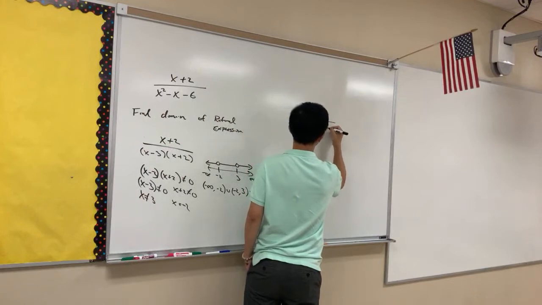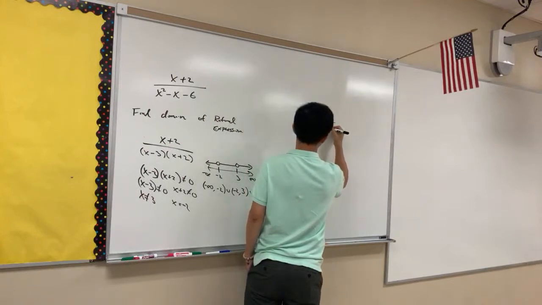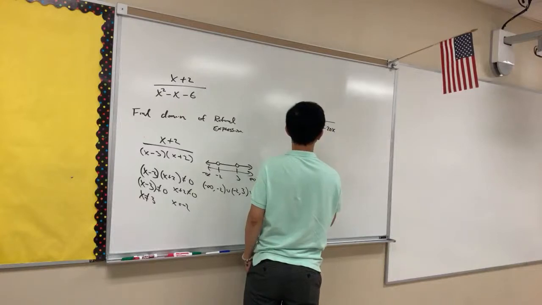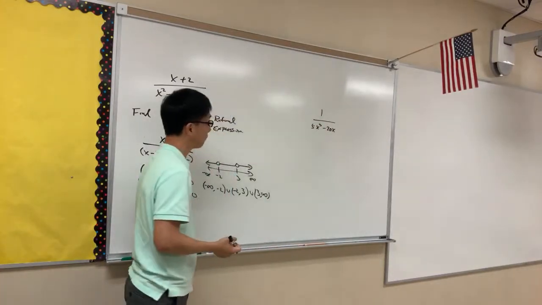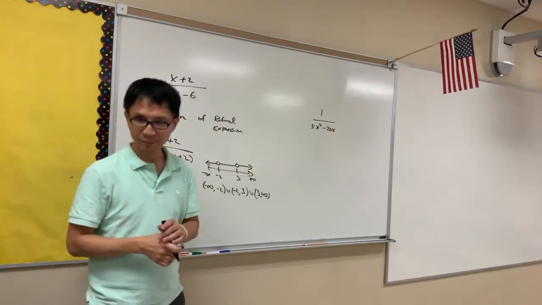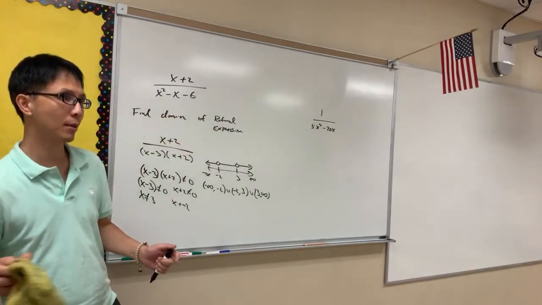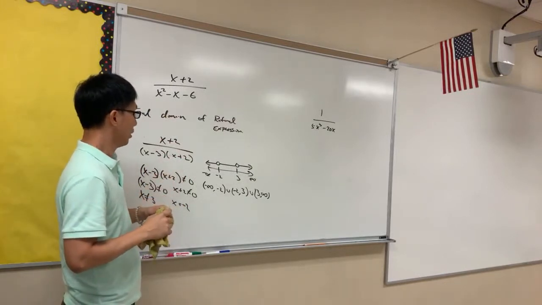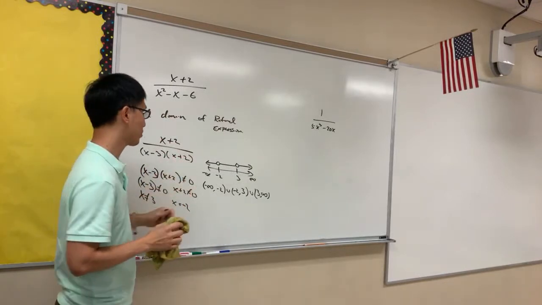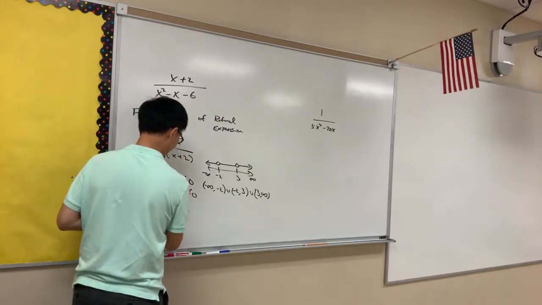Okay, so let me give you another one: 1 over 5x to the third minus 20x. See if you can find the domain of this. So this is a factoring question, it's not a question about other things. This is the last one, so we can talk about other things.